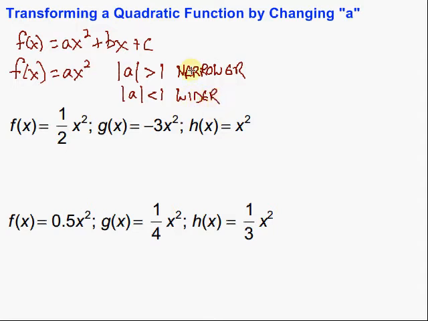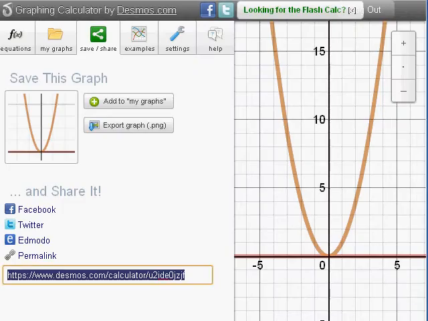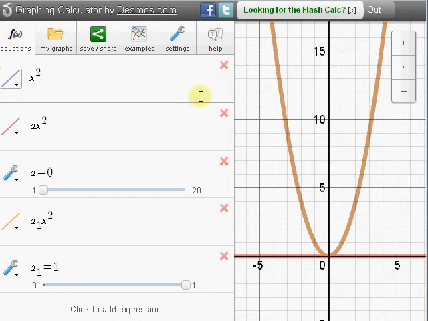Now, let's take a look at a few of these graphs, and I've set this up on a website. The graphing calculator is abettercalculator.com. It's a really neat graphing calculator that you can access online. It's abettercalculator.com, or if you go to this website right here, you'll get to it. So I encourage you to check it out. It's a wonderful graphing calculator.